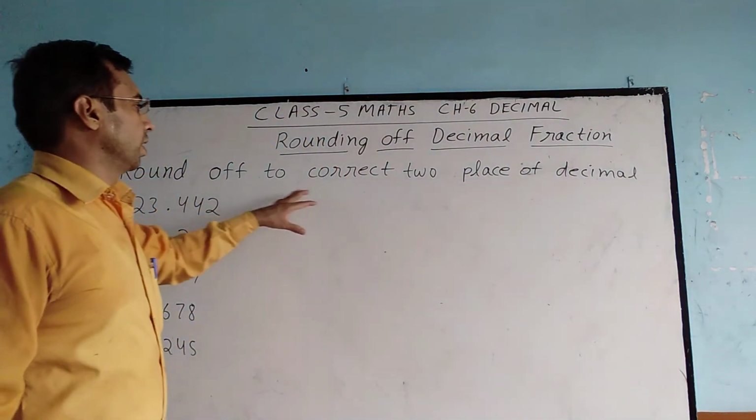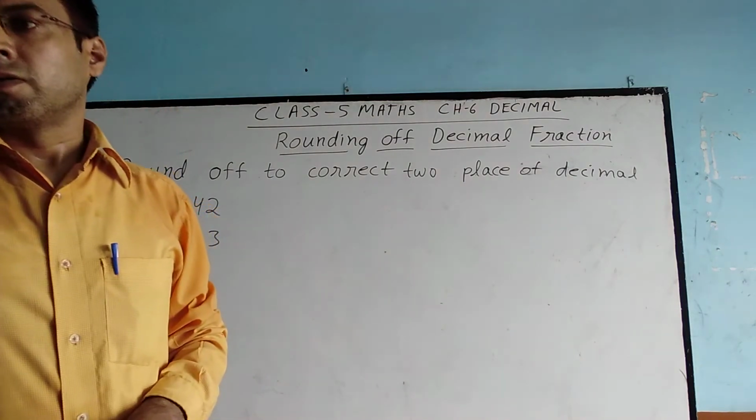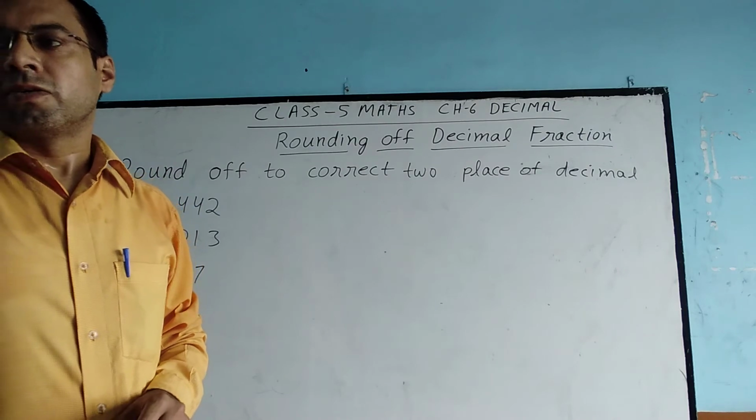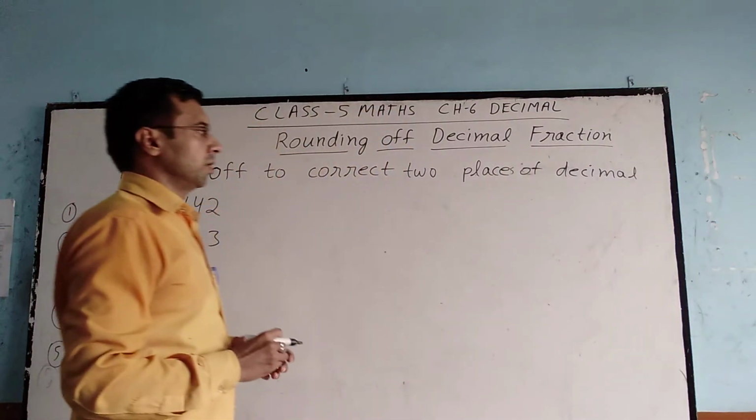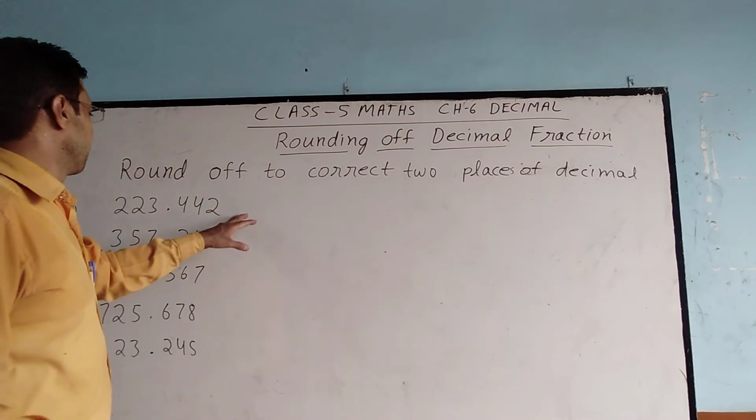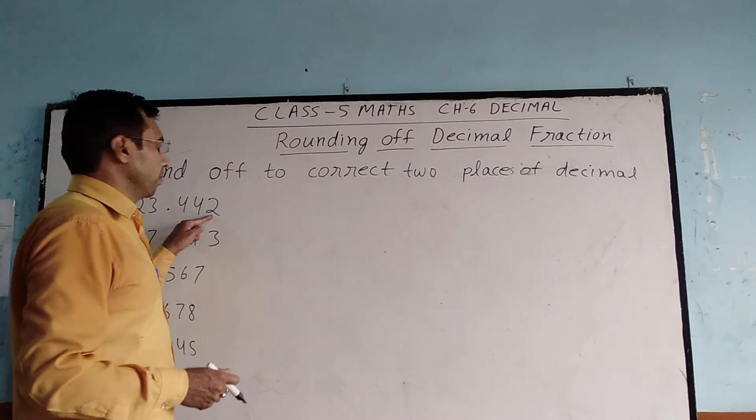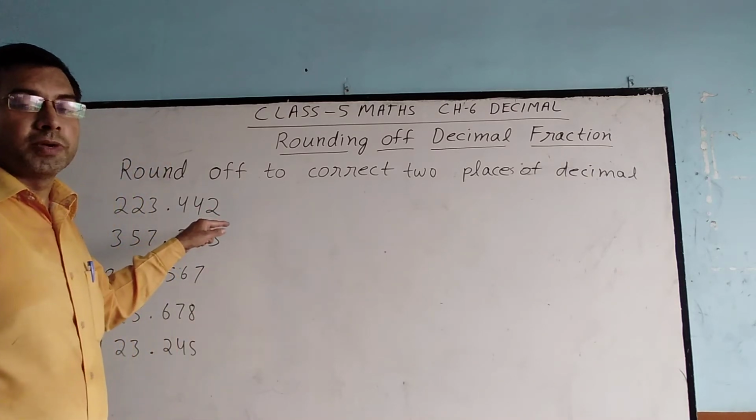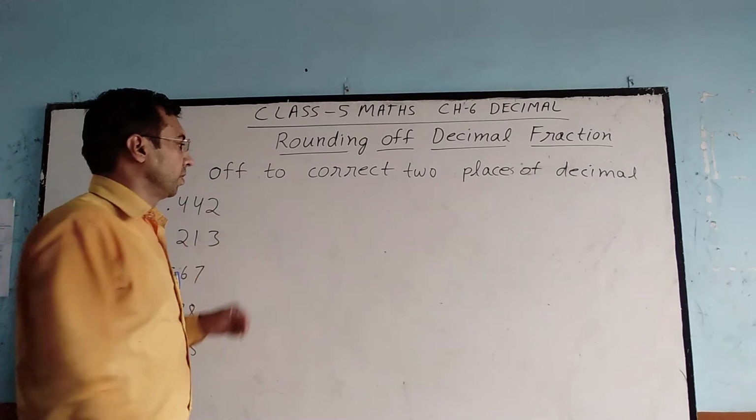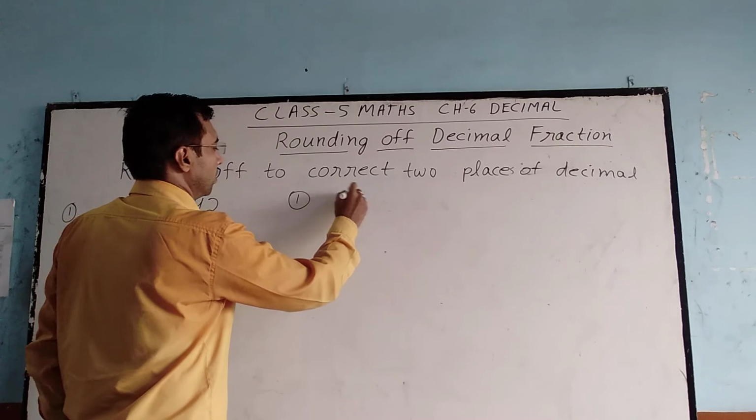Student, round off to correct two places of decimal. So student, in this what do we do? We compare the thousandth place digit with 5. Let us start from the first question.